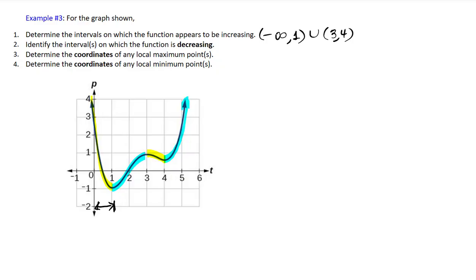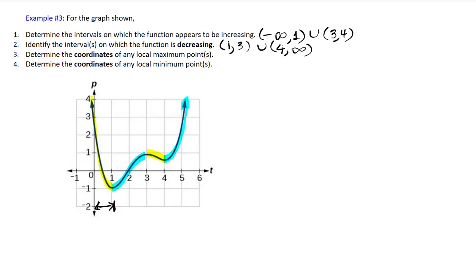For number 2, identify the intervals on which the function is decreasing. That's the portion that's highlighted in blue. So that's from 1 to 3. Again, reading the values on the x-axis only. And then from 4 to infinity.